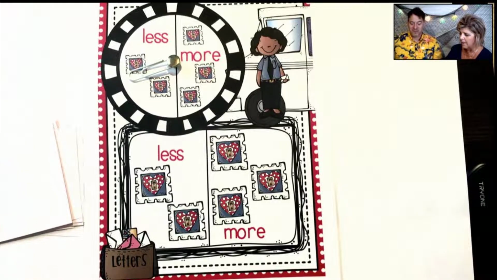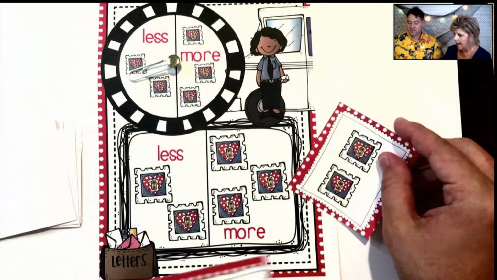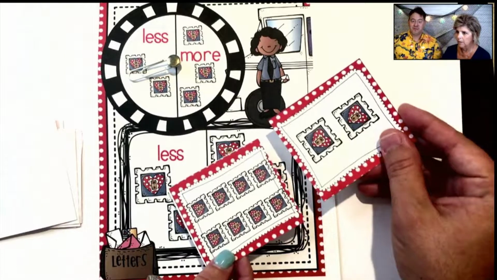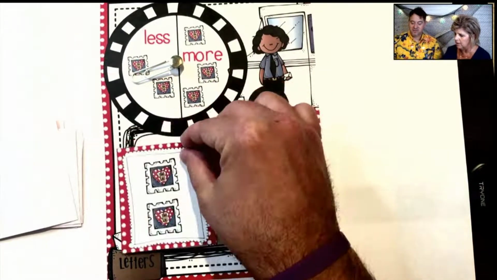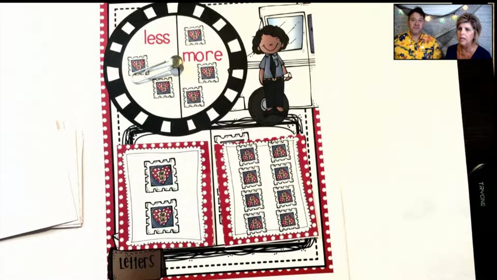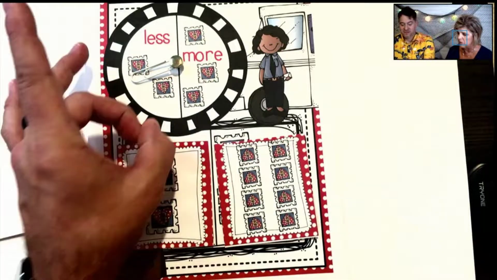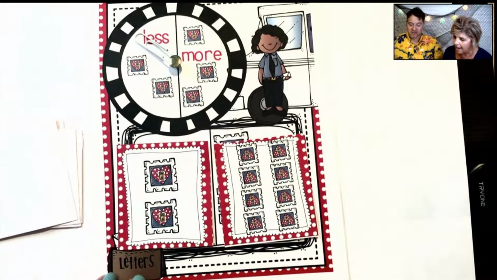Okay, so Adam and I are going to each take a card from the stack and look at our cards. See, I have more, so I'm going to put my card on the more side. He's going to put his card on the less side. Now, I always say whoever has less, because we want to celebrate less, gets to spin the spinner. So Adam, you spin the spinner. And it landed on less.